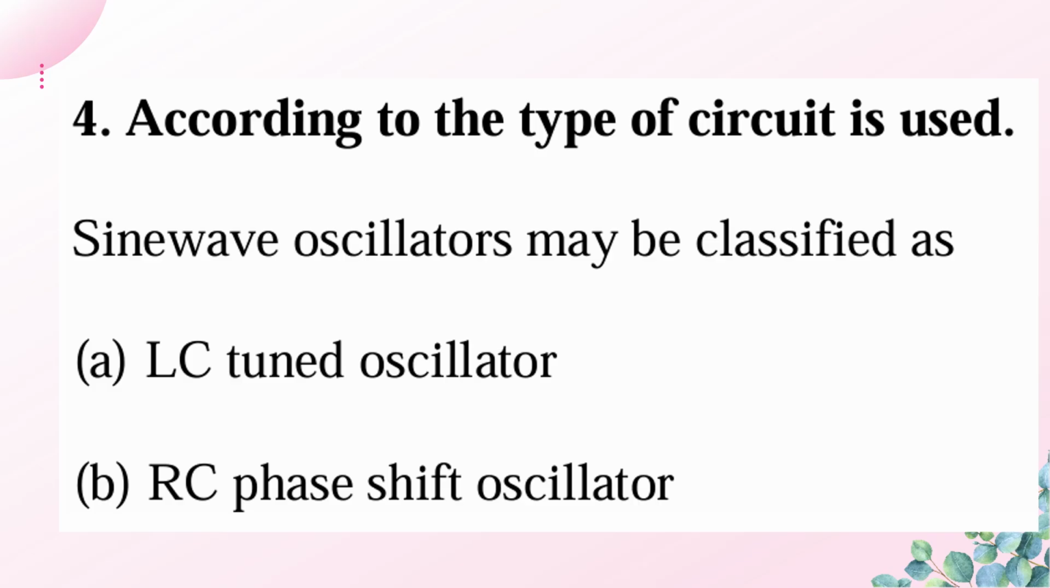And similarly, the next type is the RC phase shift oscillator. As the name indicates, RC oscillators consist of two circuit elements, they are resistor and capacitor. The two most commonly used types of RC oscillators are the Wien bridge oscillator and the RC phase shift oscillator.